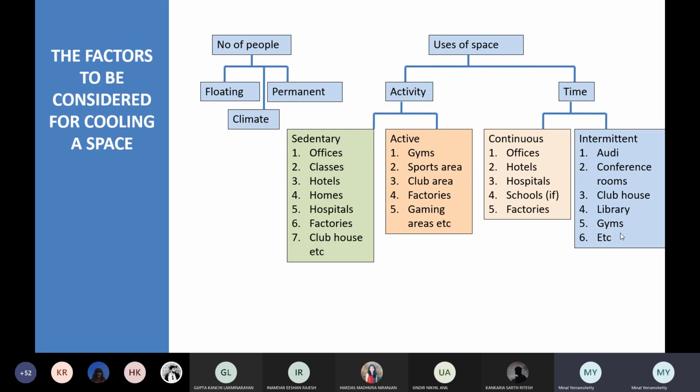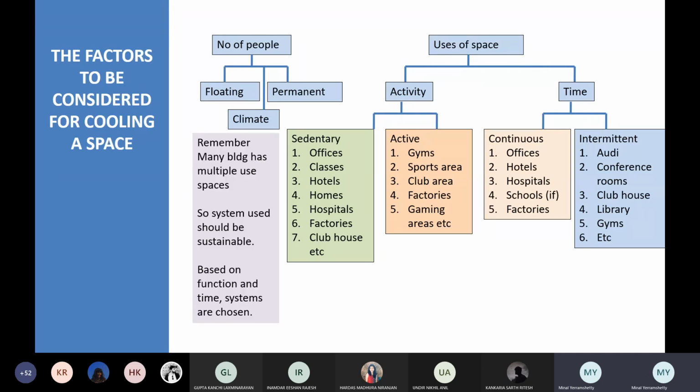You have peak times. You have non-peak times, and you have many other functions which I have not written down here. These are just a few things that came quickly to my mind. And that's how you will divide your AC. But also remember, many buildings have multiple use spaces. So system use should be sustainable based on function and time.